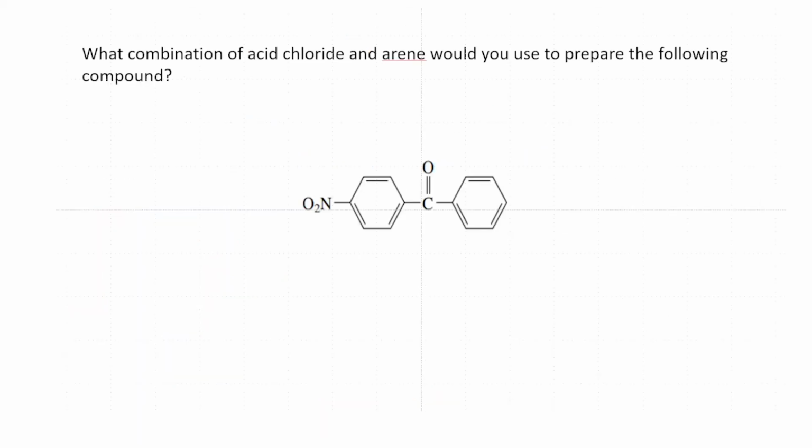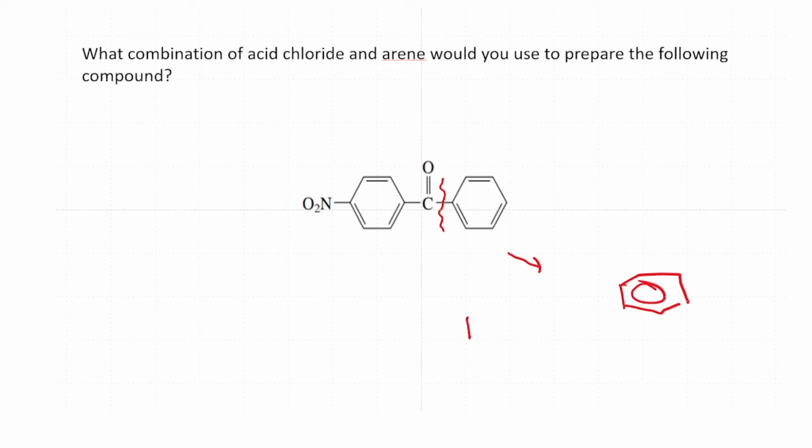What combination of acid chloride and arene would you use to prepare the following compound? So here is another example of 2 choices that we could have. So if I have to do a Friedel-Crafts acylation reaction, then I'm going to be forming this bond over here.